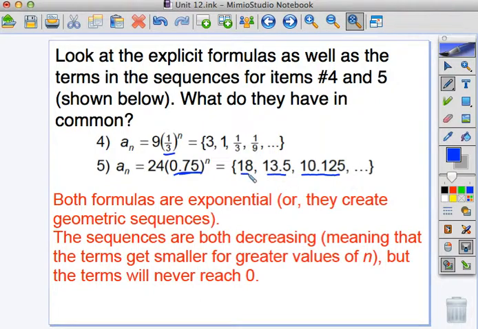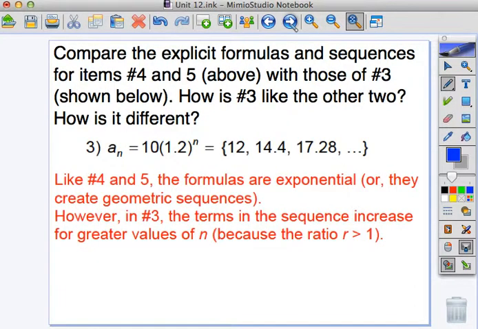But you're never going to reach 0. Compare the explicit formulas and the sequence formulas for items 4 and 5 above with those of number 3 below. How is number 3 like the other two? How is it different? Look at your rate. Notice that your rate is greater than 1, and you continue to increase with these.